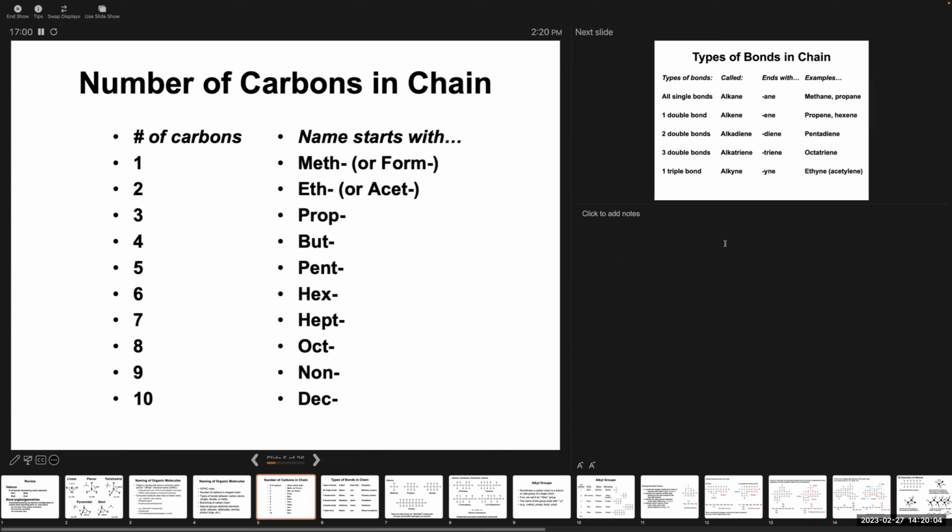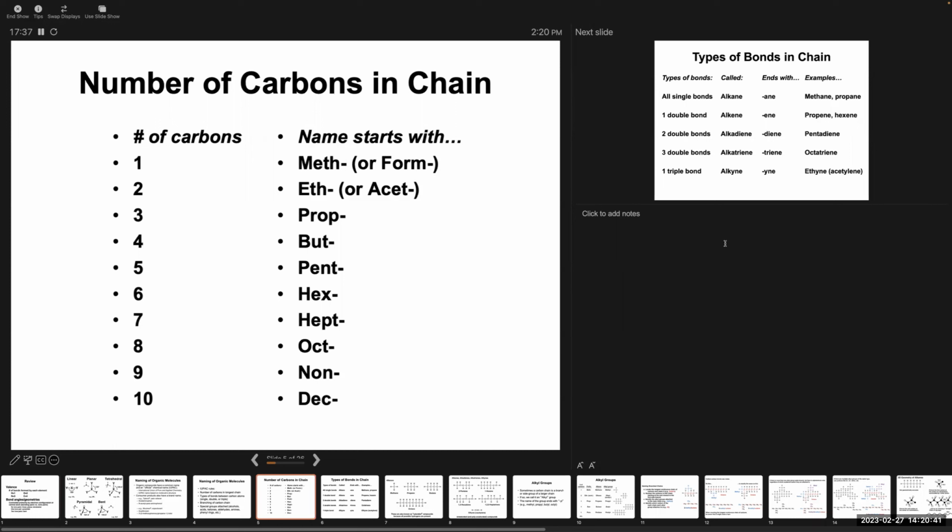If there are 2 carbons bonded to one another, then we use the prefix eth, or occasionally instead you see acet, as in acetic acid, which is vinegar. A 3-carbon chain would be prop, 4 is but, 5 is pent. The first 4 are harder to identify. If you know any Latin, the last 6 of them are easy, because 5 is pent, like a pentagon, 6 is hex, hexagon, 7 is hept, 8 is oct, 9 is non, and 10 is dec.